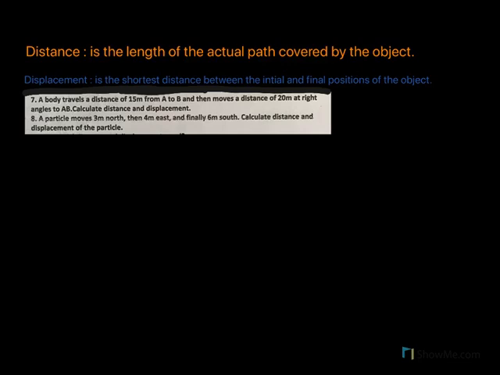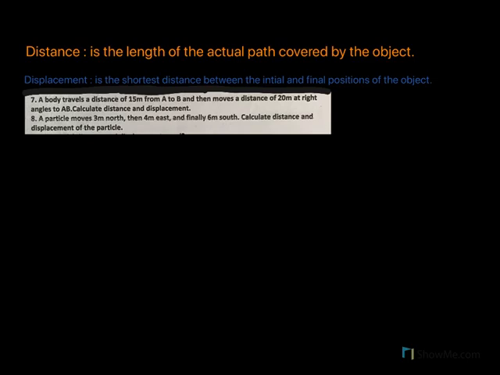In this lesson, we are going to learn in more detail the difference between distance and displacement. In the earlier video, you have learned that distance is the length of the actual path covered by the body, and displacement is the shortest distance between the initial and final position.